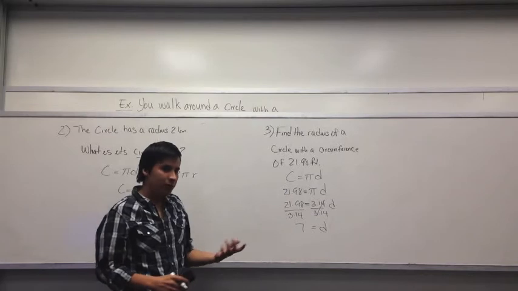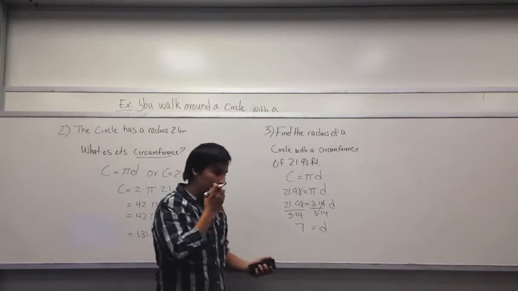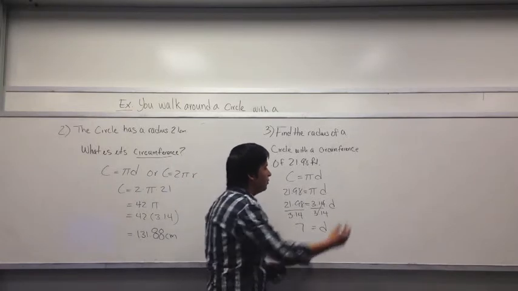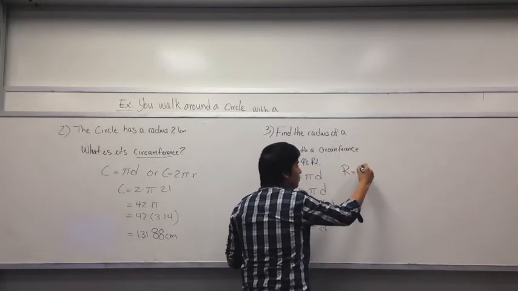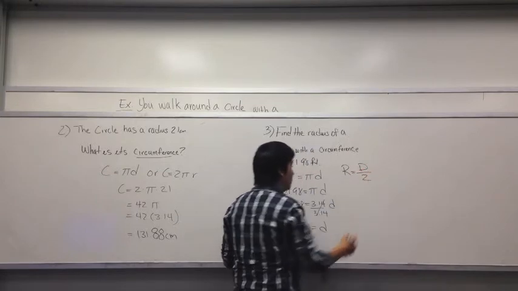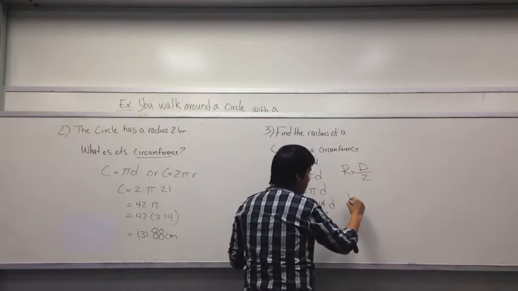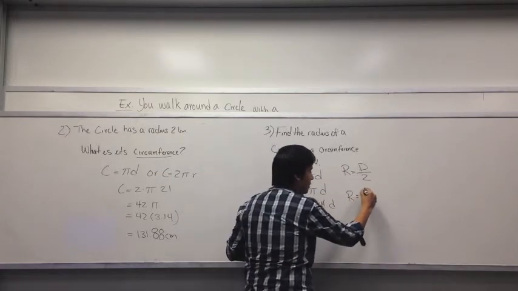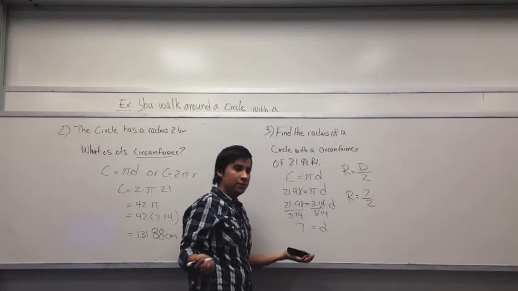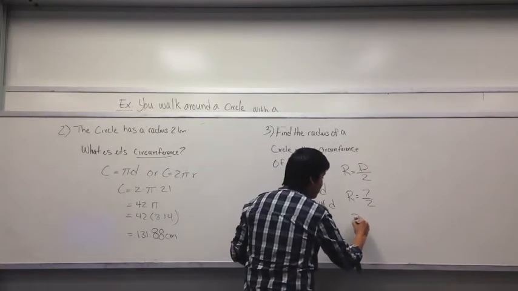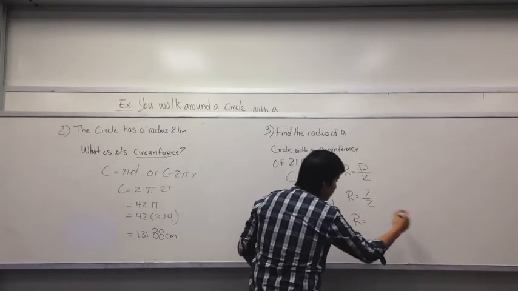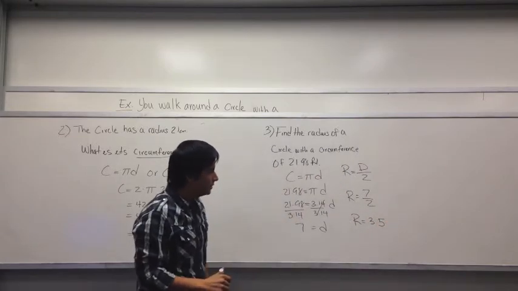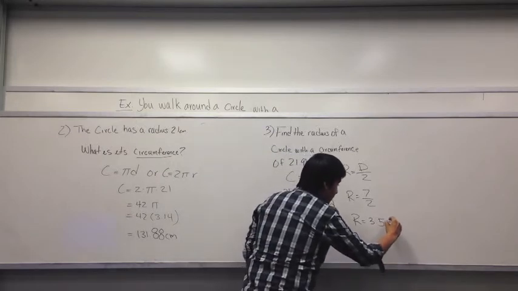Remember that I explained the formula of the radius? Do you know what the formula of the radius is? If you don't know it, let me put it again. The radius is R is equal to D over 2. Our diameter D is 7, so 7 over 2. Can anyone guess the answer? If you don't know it, 7 divided by 2 is 3.5. So our radius is 3.5 feet.